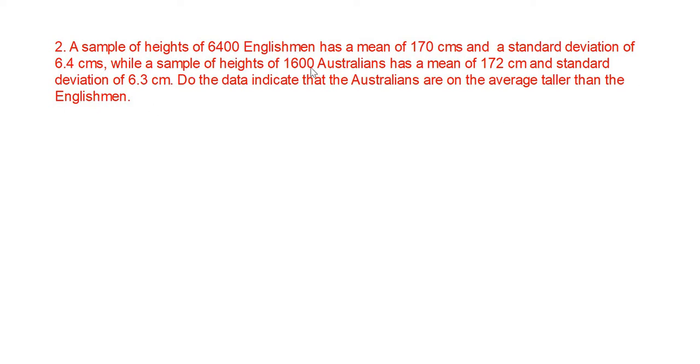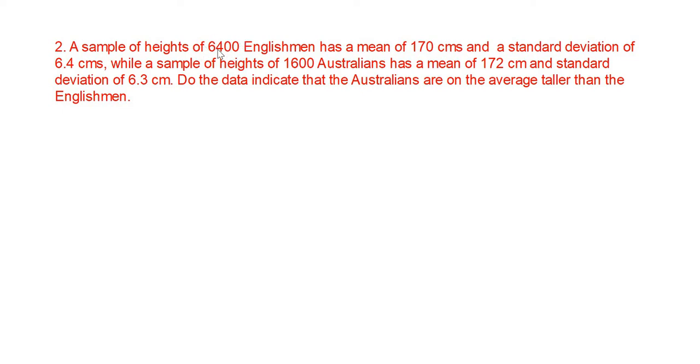So here it is given two samples, Englishmen and Australians. Englishman sample size N1 is 6,400 and this sample size is 1,600, that is N2. And the mean of the first sample X1 bar is 170 centimeters and the mean of the second sample X2 bar is 172 centimeters. And the standard deviation of the first sample S1 is equal to 6.4 and the standard deviation of the second sample is 6.3, which is S2.